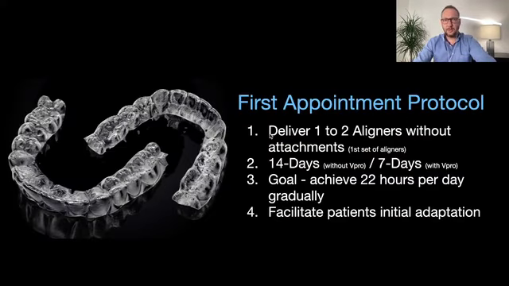So my goal in the first appointment, item number 1, depending on the agenda of the patient and my clinic, is to deliver 1 to 2 aligners without attachments, okay? I only do this for the first set, because after the patient is very used to the attachments and we need to order more aligners to keep going with the case, I normally bond in the first appointment. But for the first set of aligners, I deliver 1 to 2 without any attachments, okay?